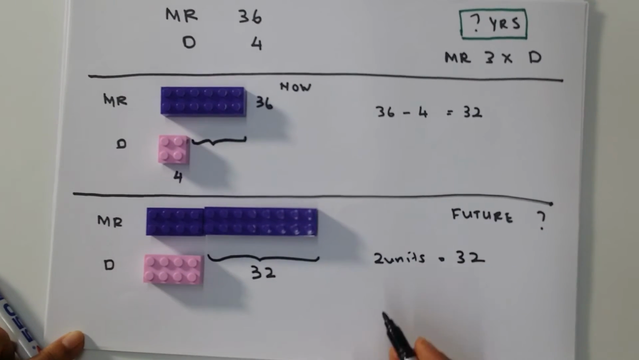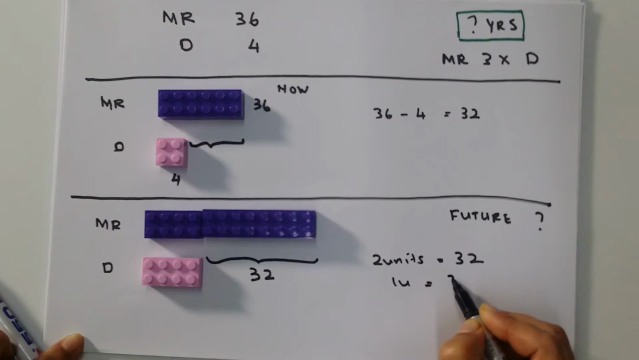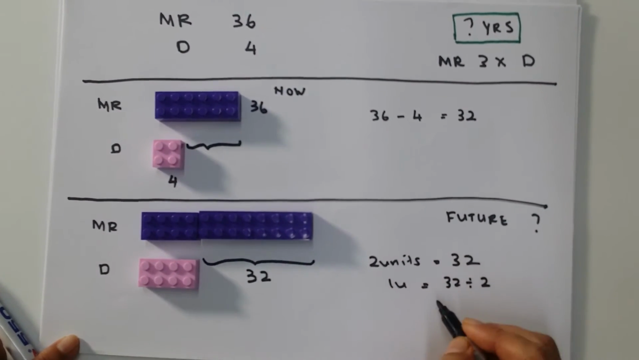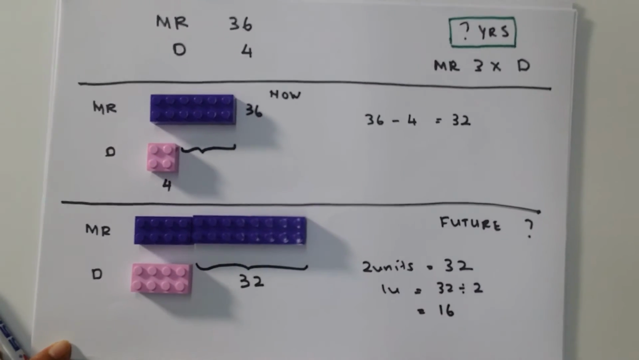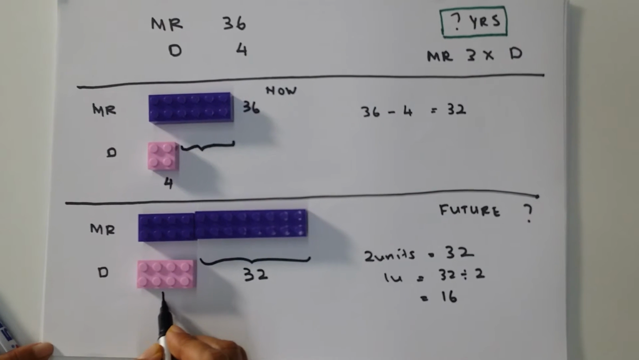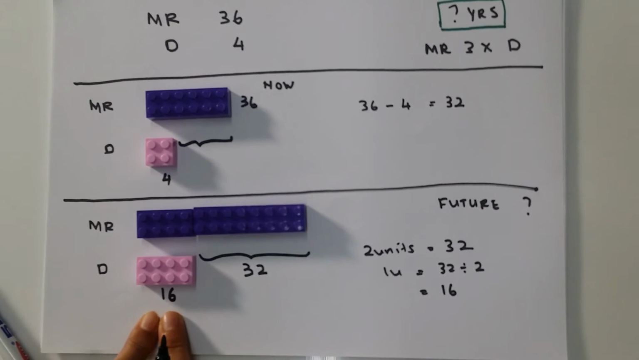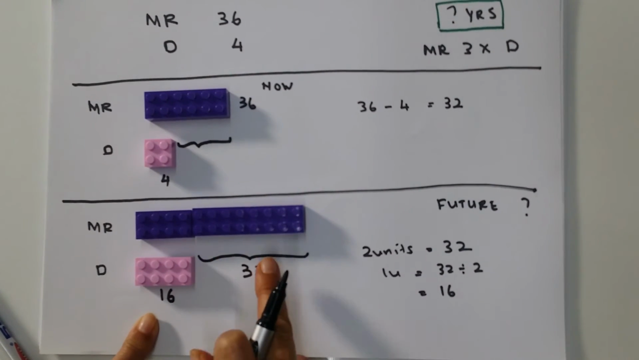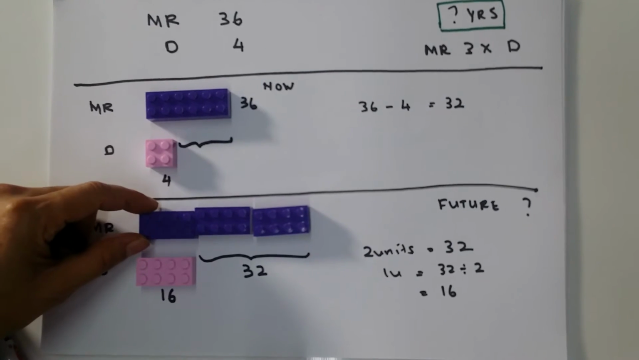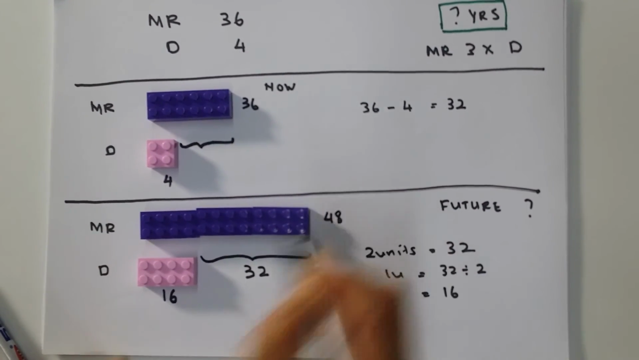And once we know that, we can find what 1 unit is. So 1 unit is equal to 32 divided by 2. In this case, we do it mentally. It's easy. It's 16 years. Okay. So we know that 1 unit here is 16. We know that the daughter is 16. When the daughter is 16, Mrs. Rani will be 32 plus 16. Here is 16. 32 plus 16. So Mrs. Rani will be 48 years old.